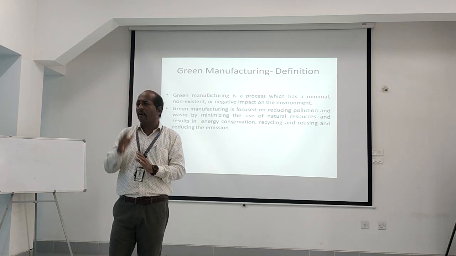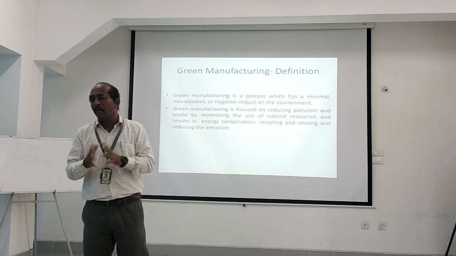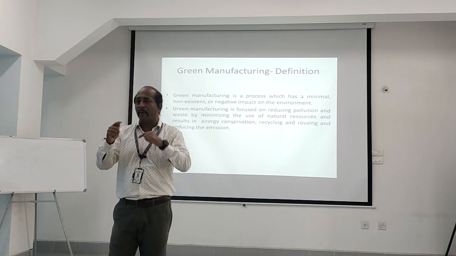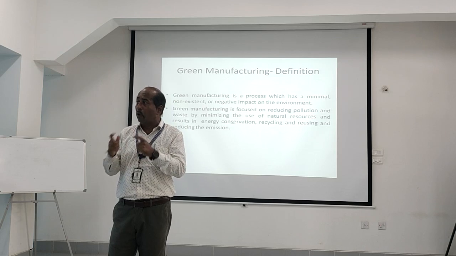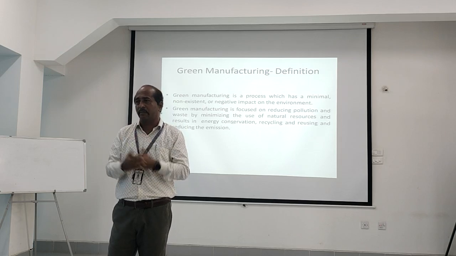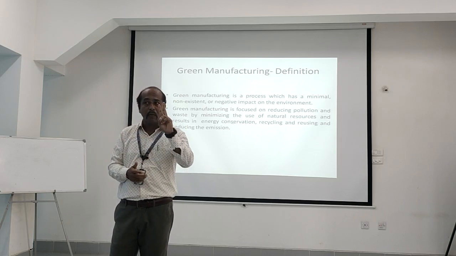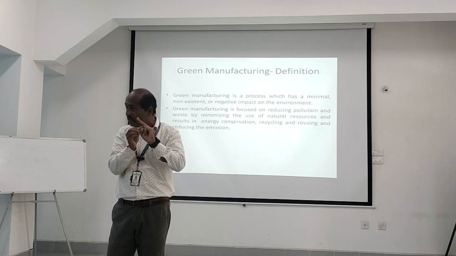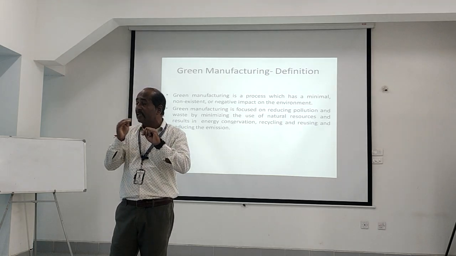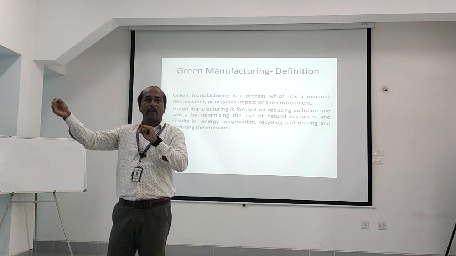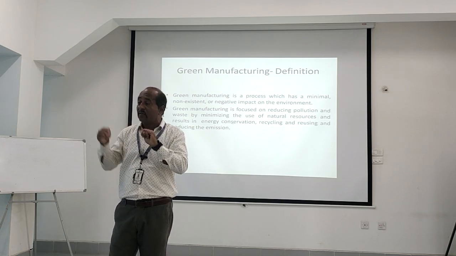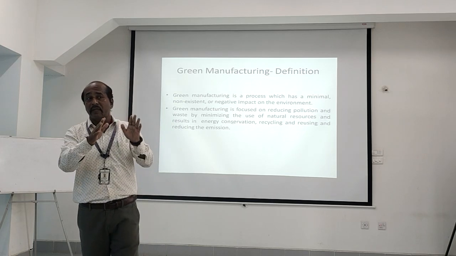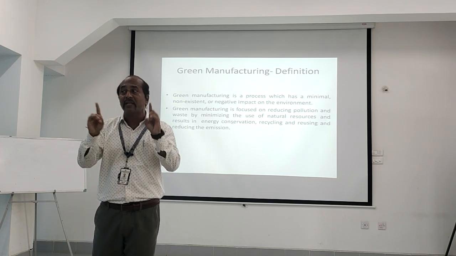I'll give one example for recycling. Take paper, which can be recycled. If you recycle paper, the amount of bamboo that is cut will be reduced. So two things happen here: the impact on the environment is reduced, and you are conserving the bamboo, conserving the resources. These are taken into consideration whenever we go for green manufacturing, which is not the case in traditional manufacturing.